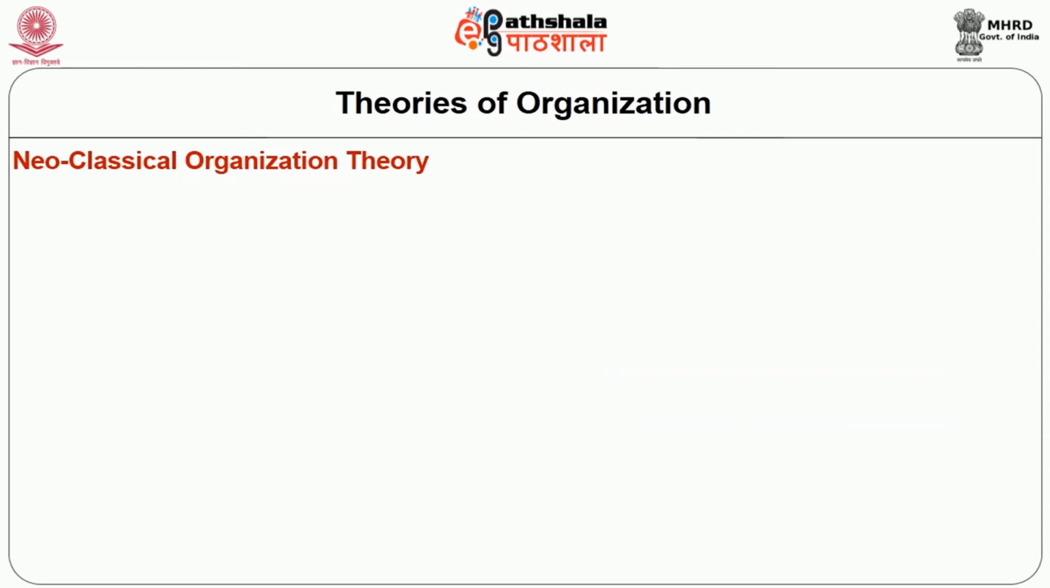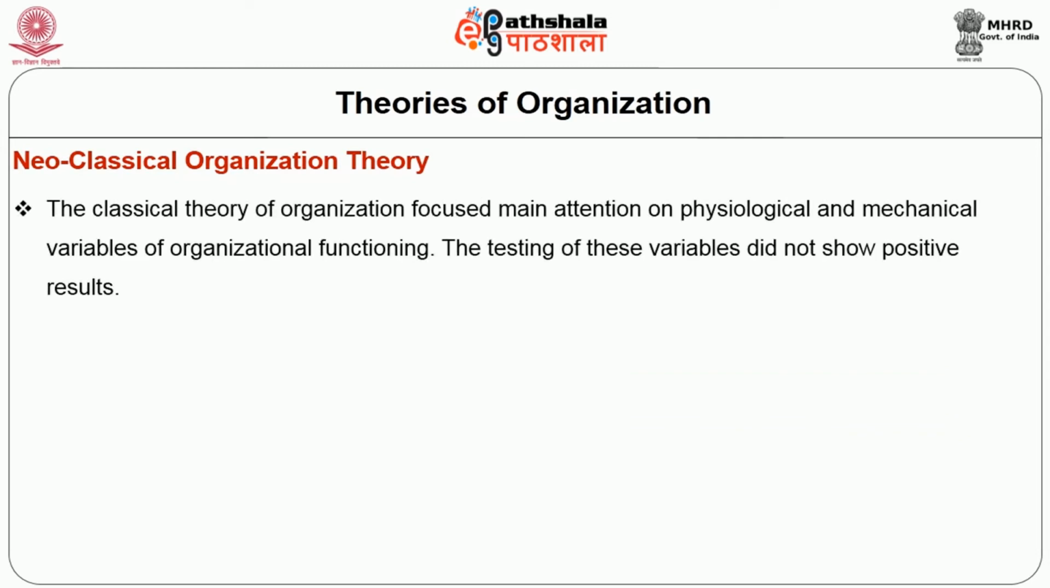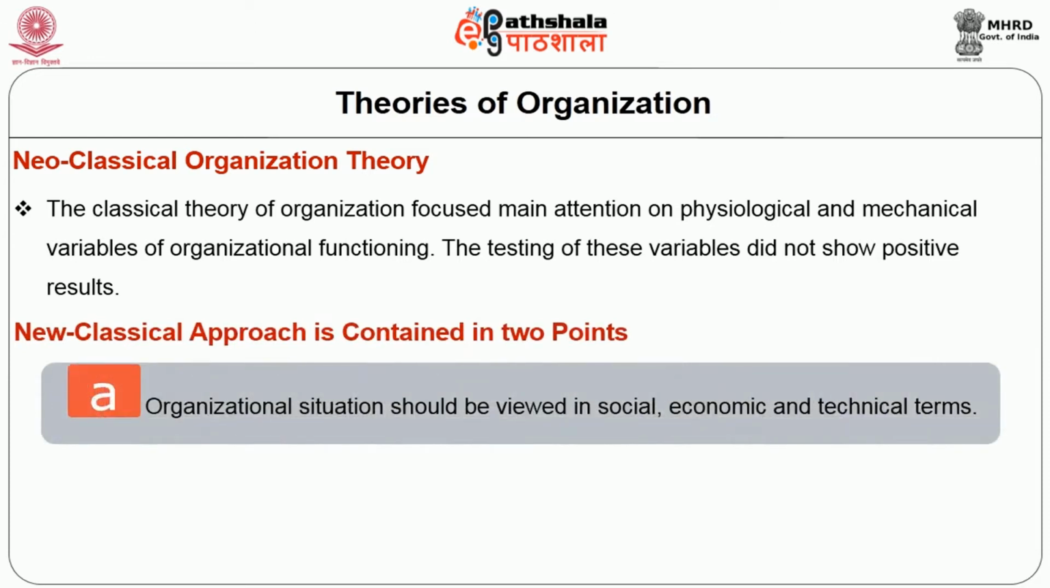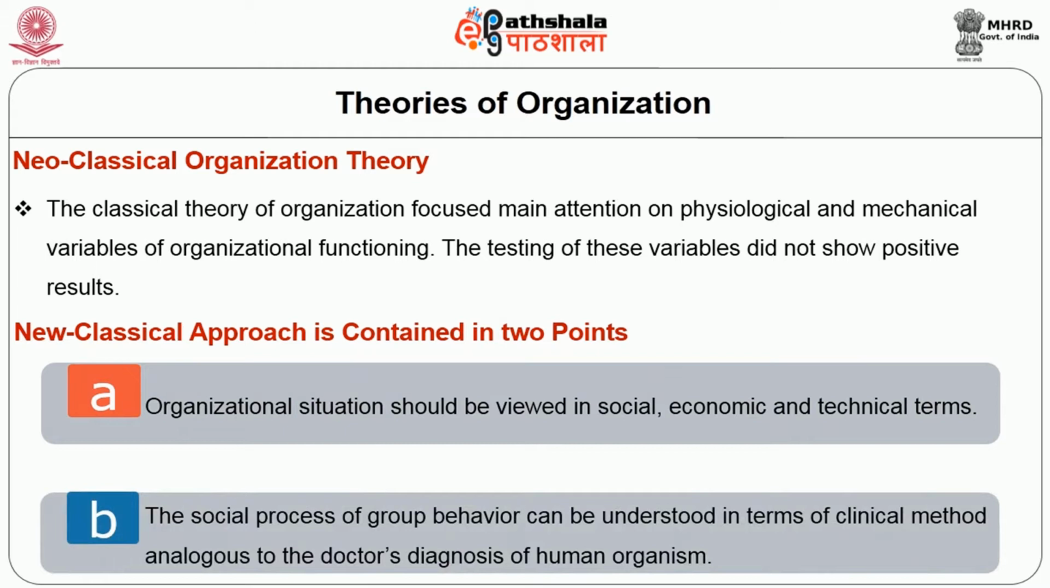Neoclassical organization theory. The new classical theory of organization focused main attention on physiological and mechanical variables of organizational functioning. The testing of these variables did not show positive results. New classical approach is contained in 2 points. Organization situation should be viewed in the social, economic and technical terms. Second one, the social process of group behavior can be understood in terms of clinical methods analogous to the doctor's diagnosis of the human organism.